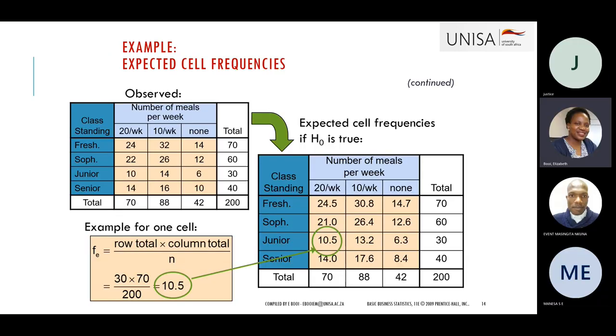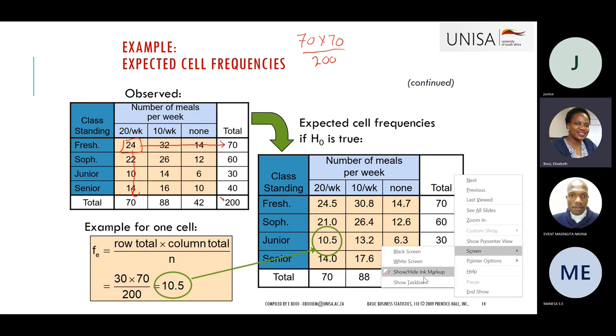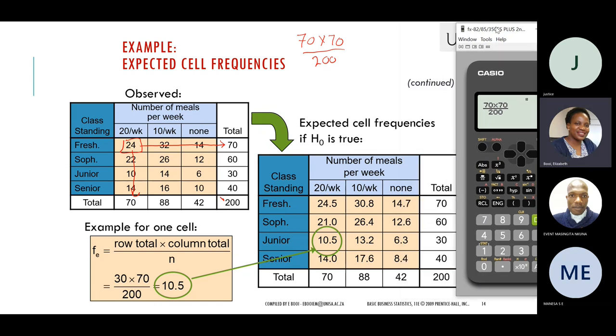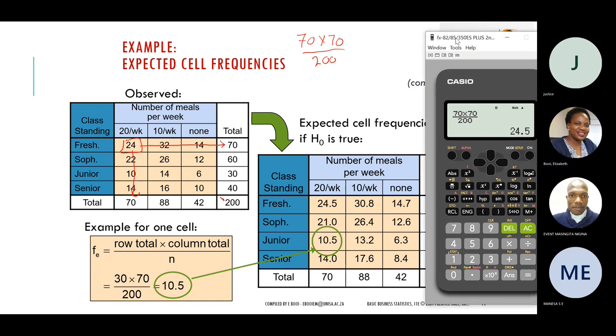To calculate the expected value, because we need the expected value, for 24 we will say 70 multiplied by 70 divided by 200. We did that before. I'm just going to get my calculator quickly. So we have 70 multiplied by 70 divided by 200, and that gives us 24.5. You can see there, I wrote it on my expected table. It is 24.5.